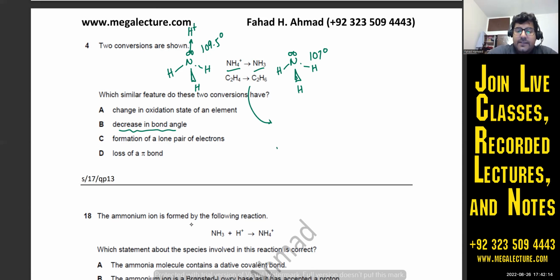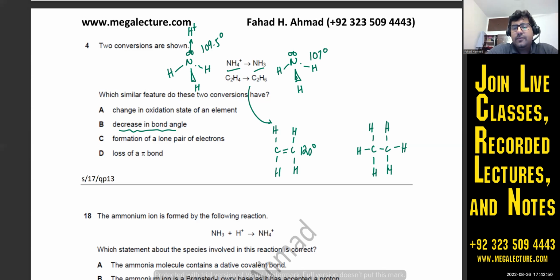C2H4, that's tetrahedral, it's 109.5. Sorry, C2H4 is not tetrahedral. C2H4 has a double bond. So C2H4 is fan shaped, that's 120 degrees, right? And then it forms C2H6, that's tetrahedral. Carbon with 4 bonds, that's 109.5 degrees. So there is a decrease in bond angle in both of them.